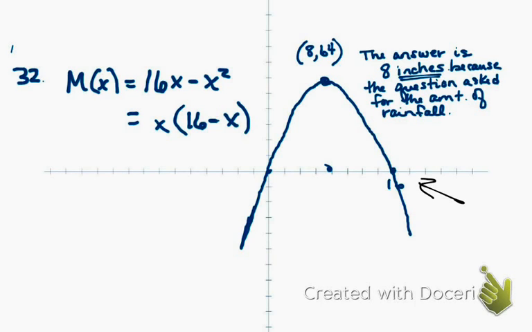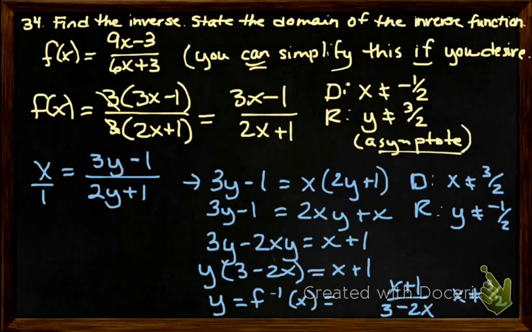As you can see, it has a 0 at x equals 0. It has a 0 at 16. And I went halfway between the parabola to find the vertex, and then plugged in the 8 to get the 64. Now, the answer was 8. Excuse me, let's go back to that.